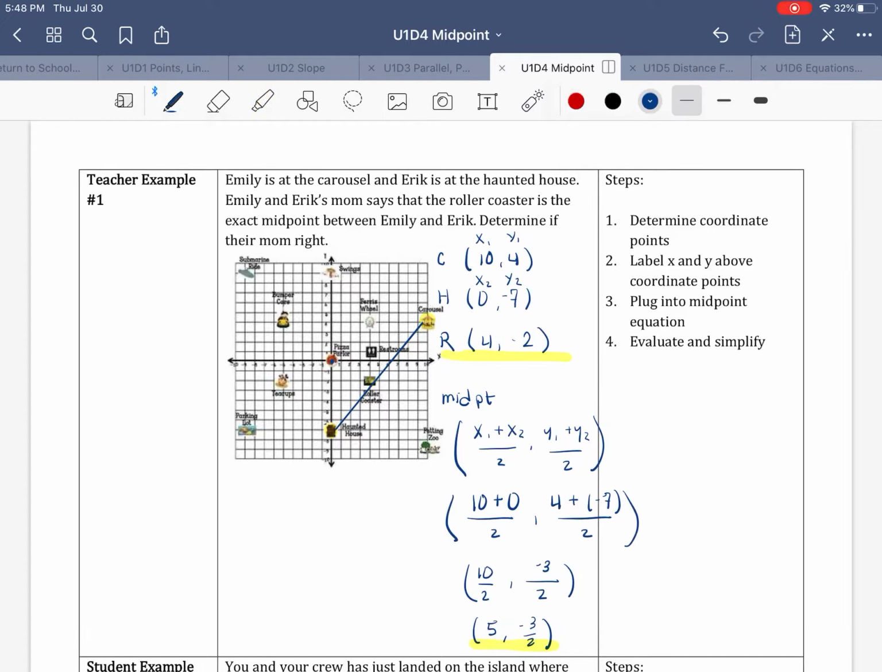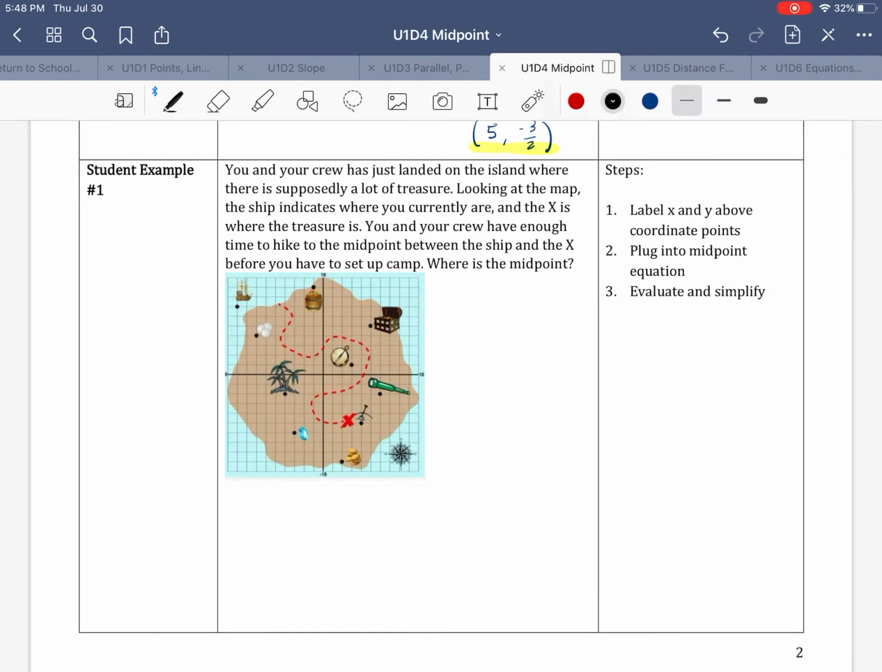So while Mom is pretty close, they're close to the midpoint, the roller coaster is in fact not the exact center. So determine if their Mom is correct. No, Mom is not correct. The exact actual center would be right over there. All right. So try your own student example.